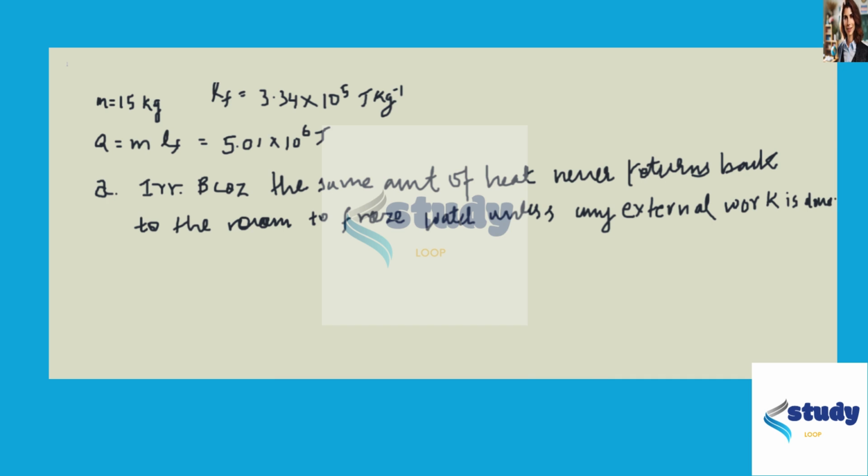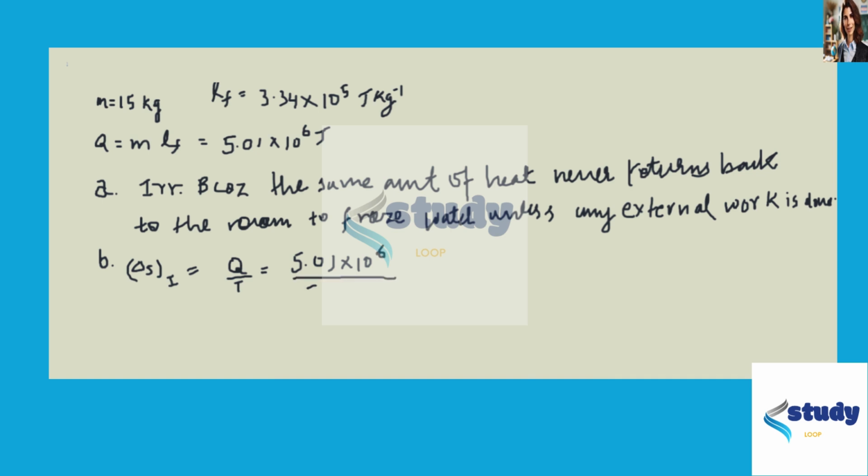Now the next question asks, calculate the net entropy change of the system during the process. So the entropy is changed in both ice and room. For ice, the change in entropy, del S for ice, is equal to the heat supplied to the ice upon the temperature of the ice system. So the heat supplied to the ice was 5.01 into 10 to the power 6, and the temperature of the ice was at 0 degrees Celsius.